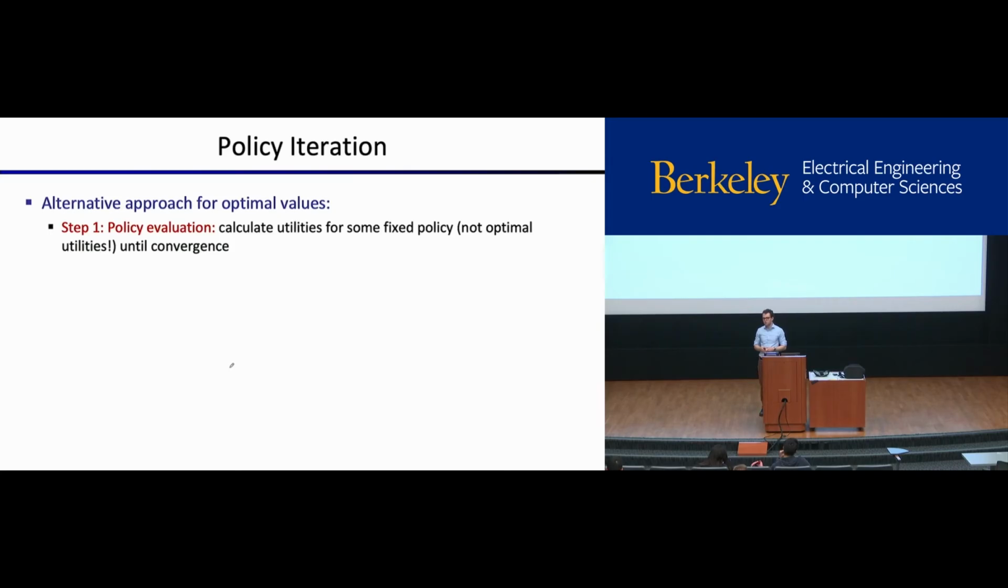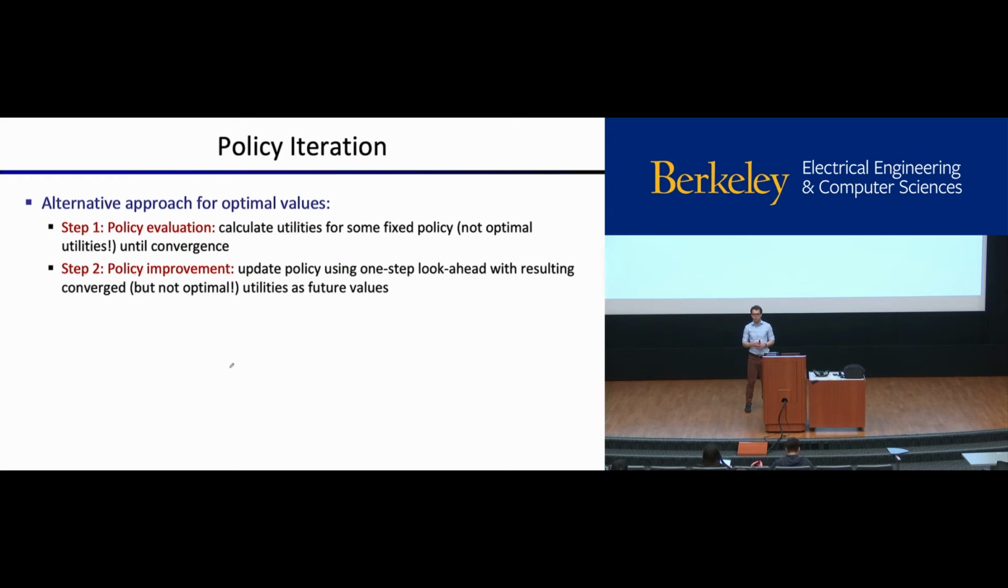And it has 2 steps. The first step is policy evaluation. So we start with some arbitrary policy. Could be some arbitrary policy we just fished out of the garbage. We calculate the utilities for that fixed policy. We know how to do this. Policy evaluation: someone hands us a policy. We say, okay, the value of that policy is v pi. That's step 1. Step 2 is policy improvement.